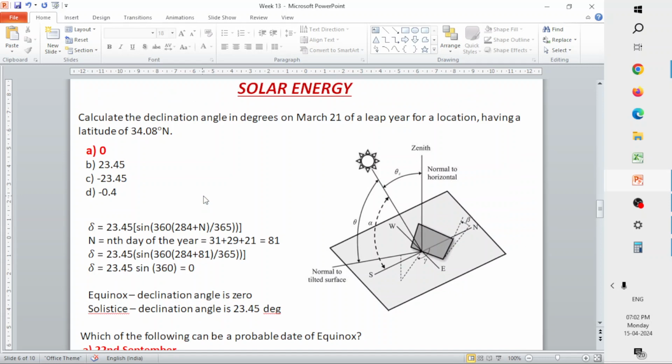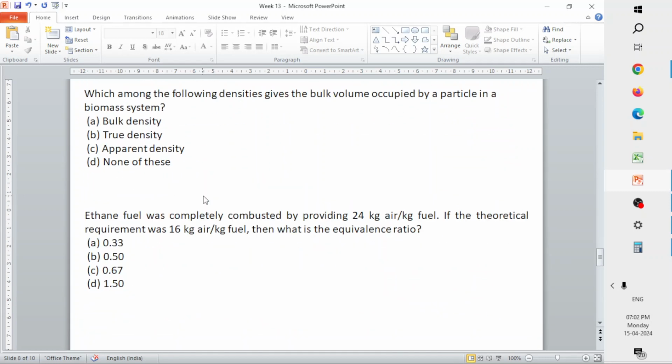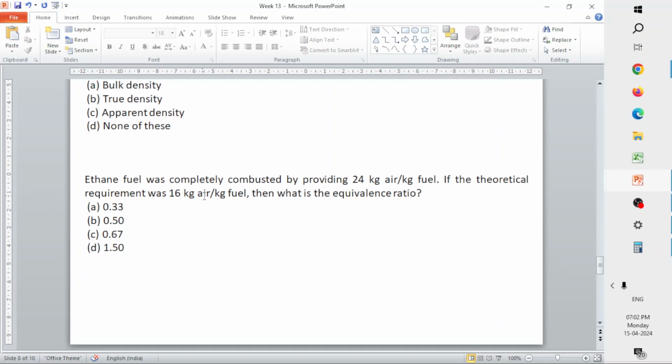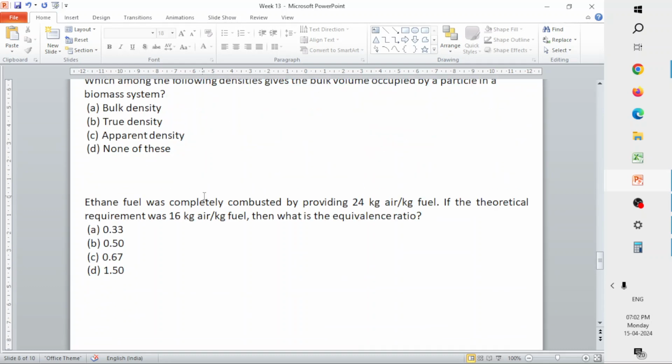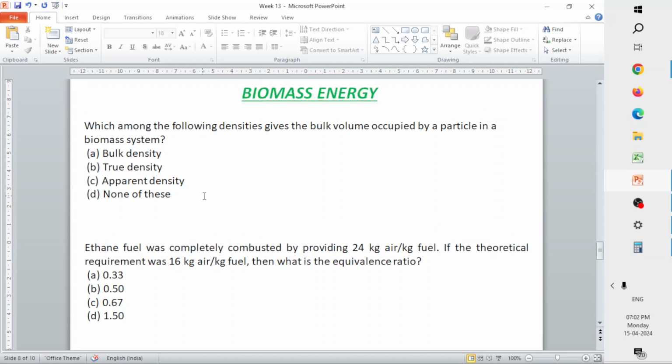I hope with that and this discussion, the solar energy part has come to an end. We have something on biomass energy systems. It's just 3 questions, and I guess it will be fine for us to finish this. Coming to biomass energy, the first question is, we discussed the characterization of the biomass.